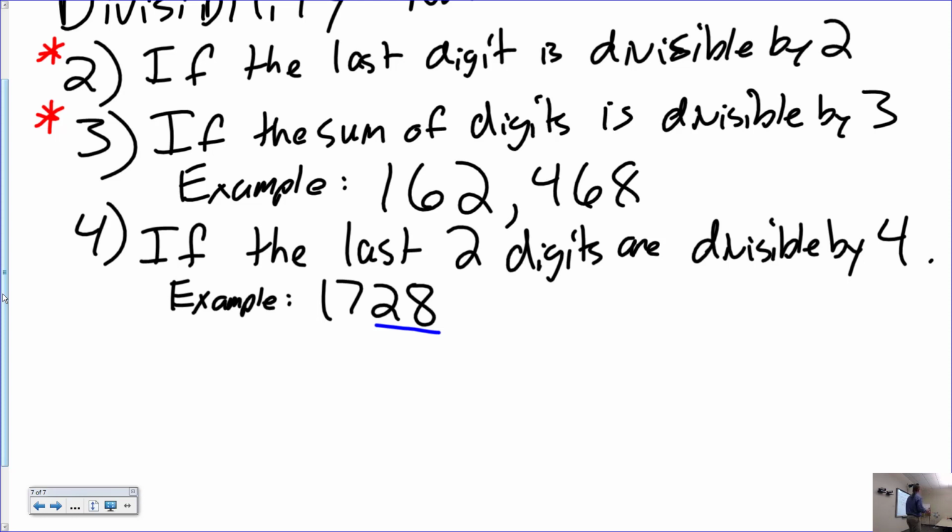Right? Now what I want you to see is the similarity between 2 and 4. When there's only a 2, we just look at the last digit, see if it's divisible by 2. 4 is 2 2s. So if it's 2 2s, we look at the last 2 digits and see if it's divisible by 4. Okay? There is a rule for 6. I'm not even going to worry about it, so let's just skip it.